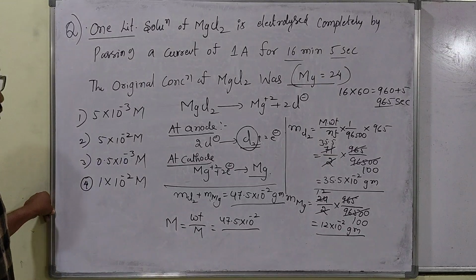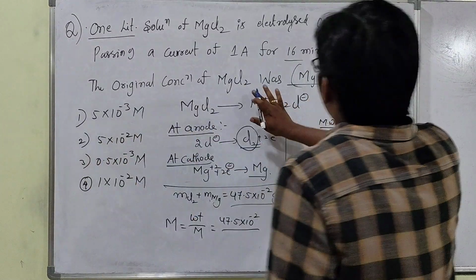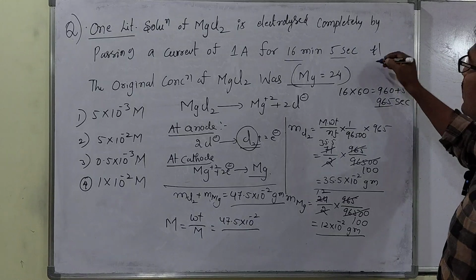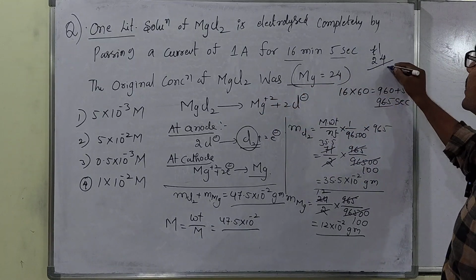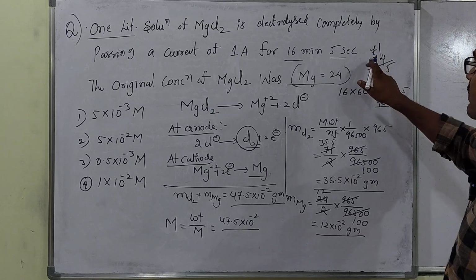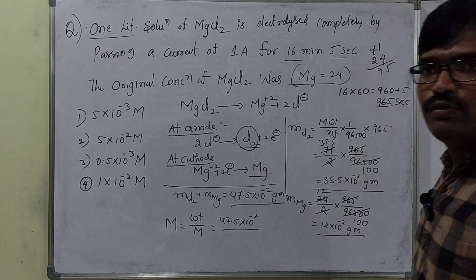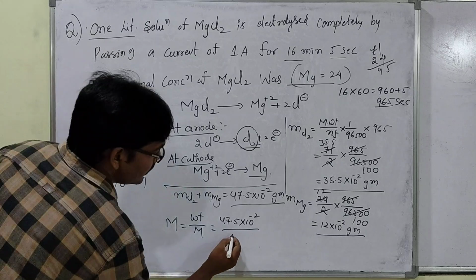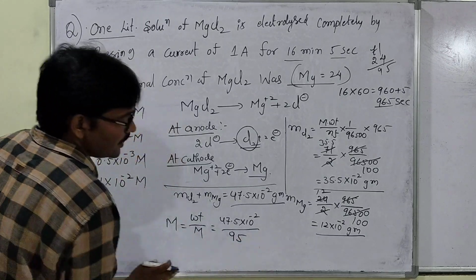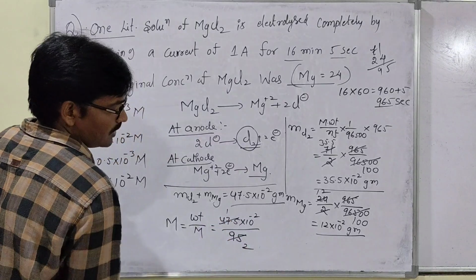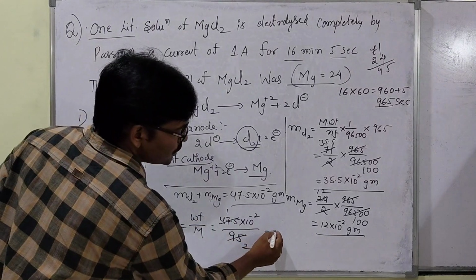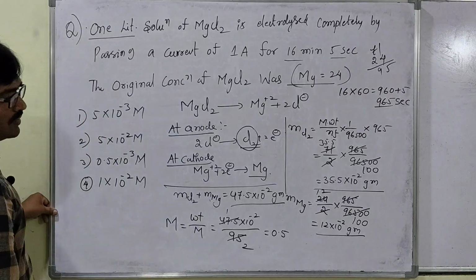Molecular mass of MgCl2, how much? 71 for chlorine, and magnesium 24. Then you get 95. So 95 divided by 95, so then you get 47.1 times, then 2 times. Then 1 by 2 you get 0.5.